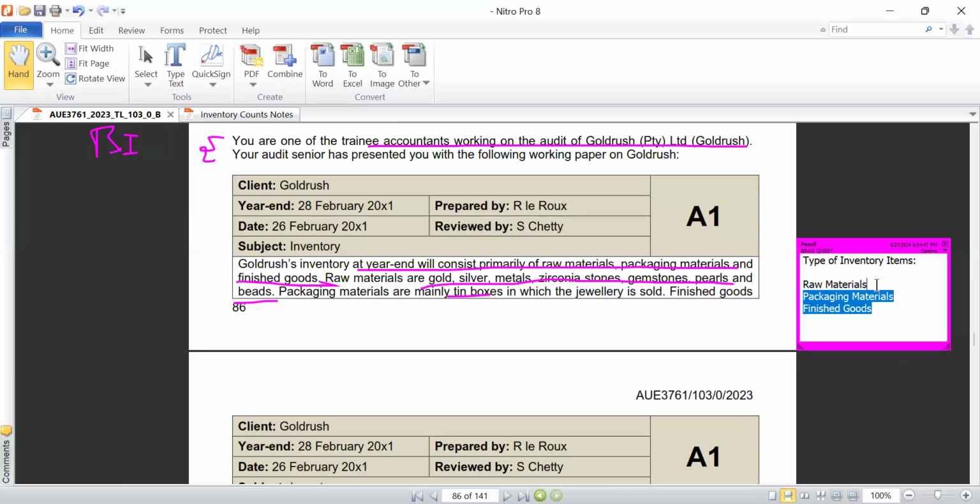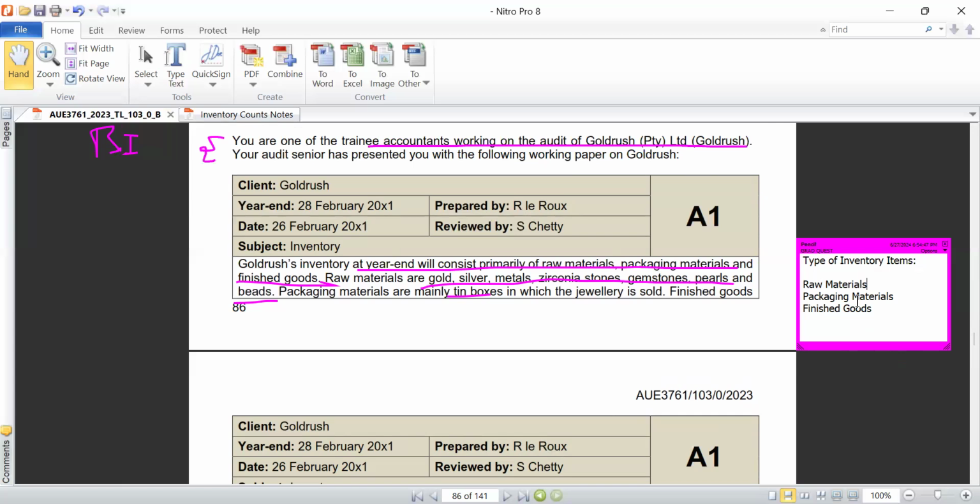So obviously there's raw materials, there's packaging materials, and then of course there's finished goods. With the raw materials, we see that it's quite a number of items from gold, silver metal, zirconia stone, gemstones, and all that. All those things fall within the umbrella of raw materials. Why? Because they are in the business of manufacturing jewelry.